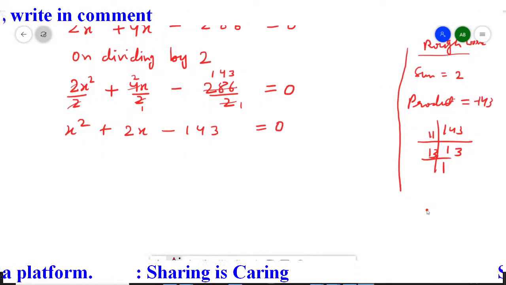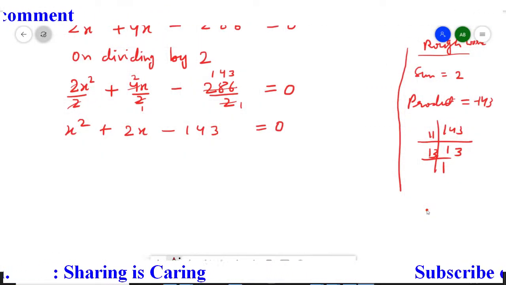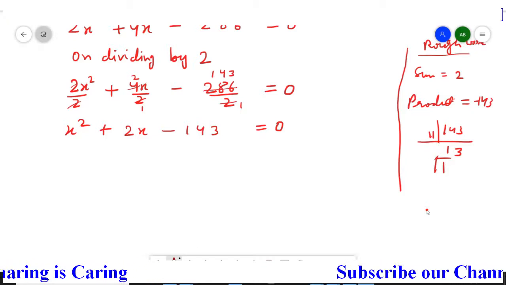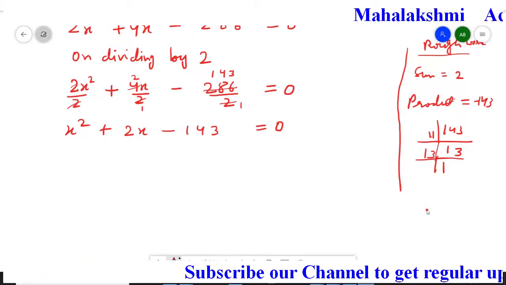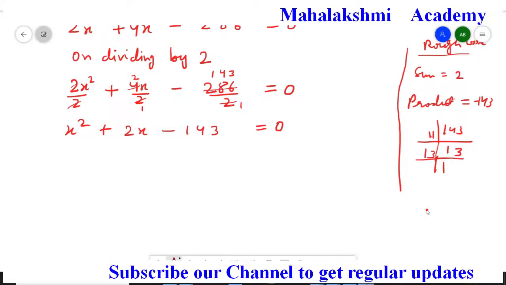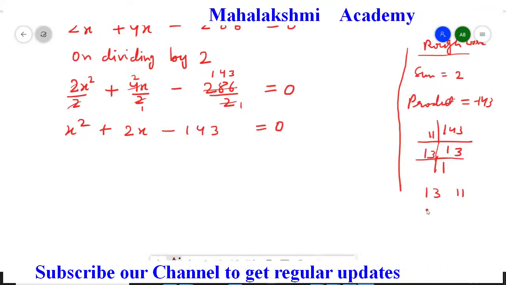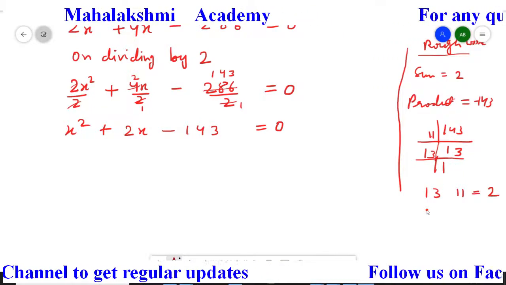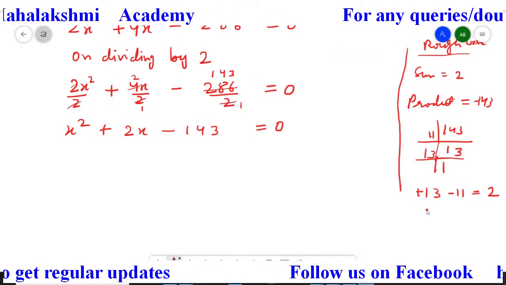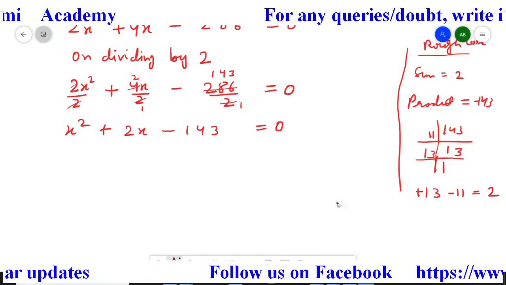So what we had done is, I just factorized this product of zeros. So I obtained the factors as 13 and 11. Now from these two numbers we have to get plus 2. So I am applying a plus sign here and a minus sign here. So see students how we had done.